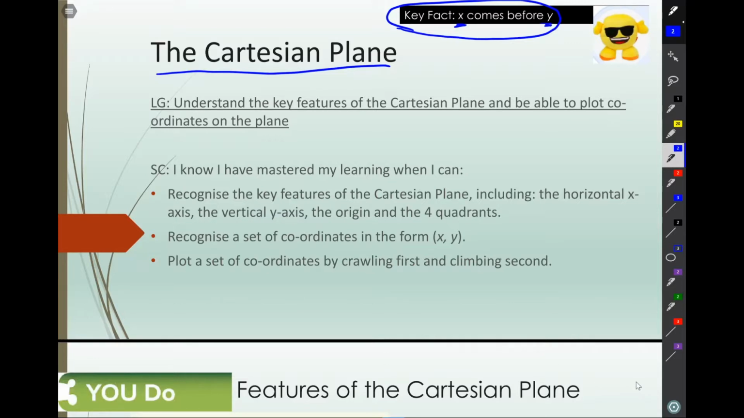So our success criteria for this lesson, again, is all about recognizing the key features of the Cartesian plane. We're going to understand how to work with coordinates, and then we're going to plot them.